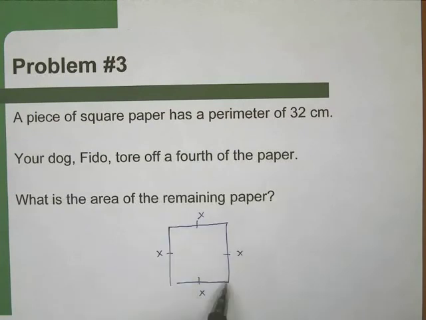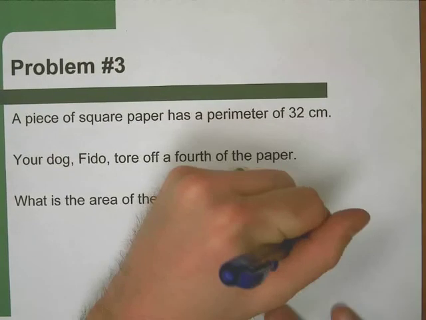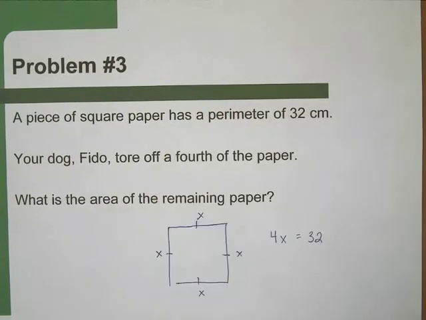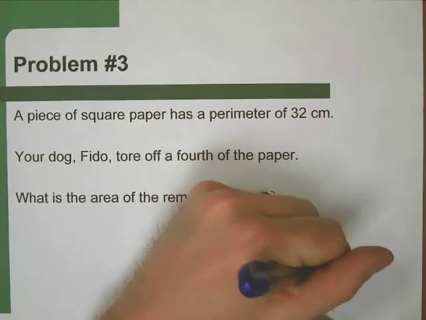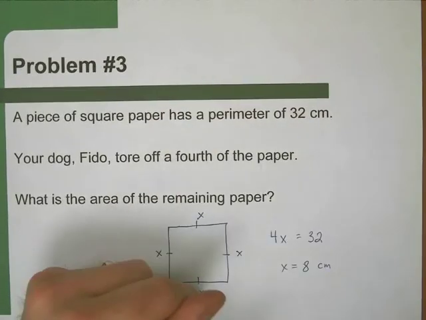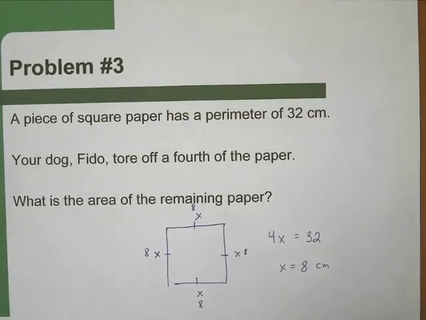And this is what I know. Perimeter is found by adding up all the side lengths. So if I take x plus x plus x plus x, that's 4 x's for the perimeter. And those things have to add up to 32. Well, divide out the 4. X must be 8 centimeters, right? So it must be an 8 by 8 square piece of paper, right? 8, 8, 8, 8. There we go. There's my 32.